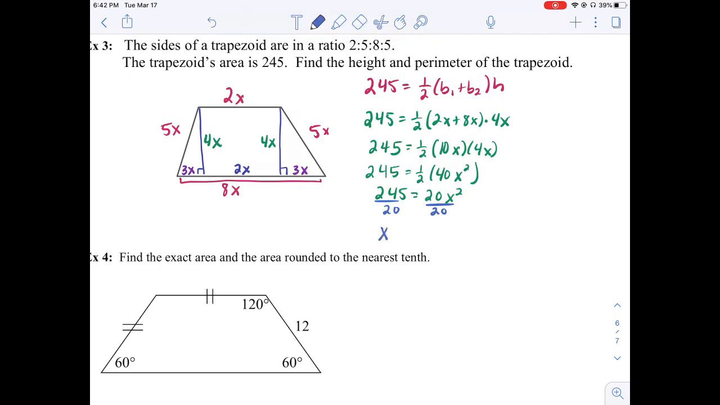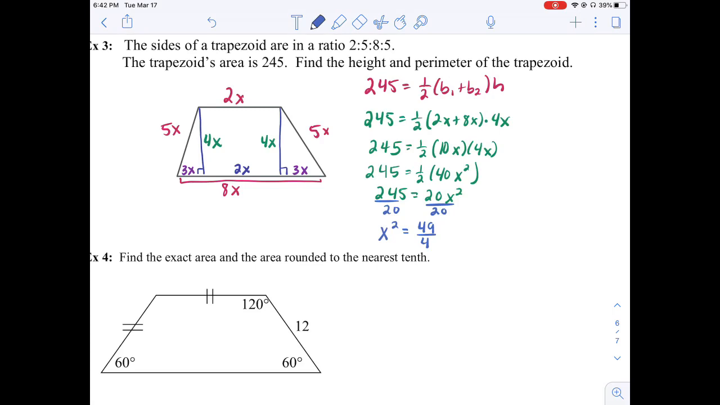So this gives us x squared. They're both divisible by 5. And a quick check, 245 divided by 5 is 49. 20 leaves us with 4. Here's why I wanted you to do this.